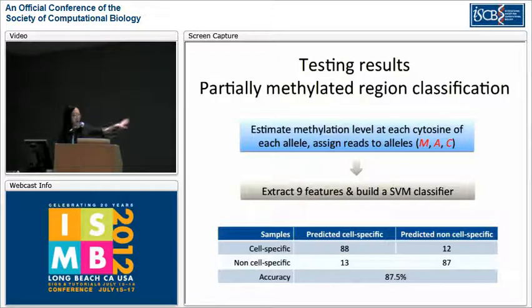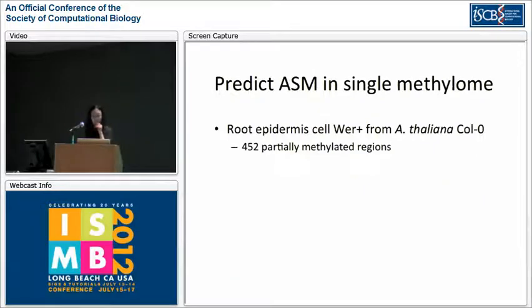And then we tested on about 100 pairs of samples that were set aside just for testing. This is the confusion matrix for the testing results, and the overall accuracy is not bad, 87.5%. So we have some confidence in our method.